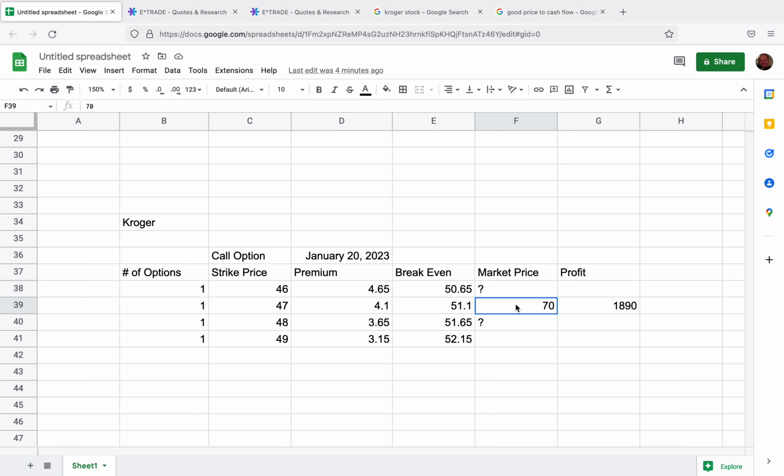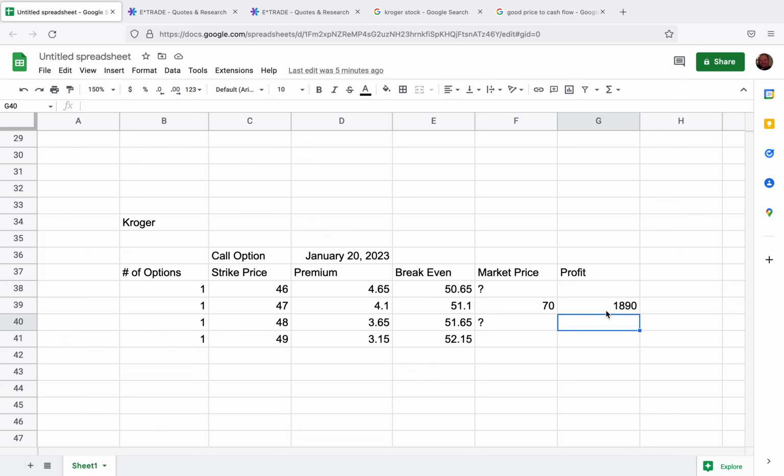Now let's just say the price goes up. It goes up to $70. So the profit is going to be the difference between the market price and the break-even point, right? And then because you're controlling 100 shares, it's the difference times 100. So you made $1,890. Okay, so that's a call option that's benefiting on going up.